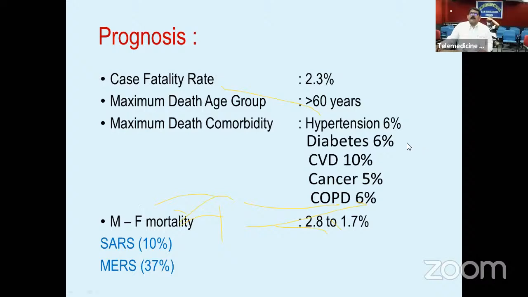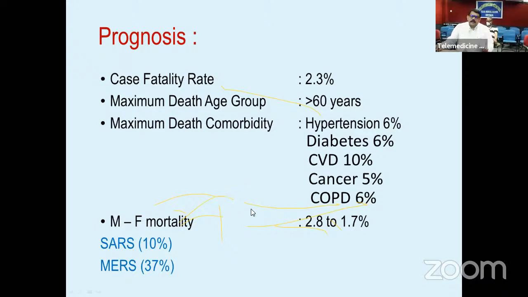The case fatality rate is only 2.3%, and the majority of the deaths were in the elderly. But if you see the comorbidities, hypertension, diabetes, cancer and COPD are all associated comorbidities which worsen the prognosis. In SARS there was 10% mortality and in MERS 37% mortality, but here we have just 2.3%. But it's a very infectious virus, though less fatal. That's why the death rate is less.